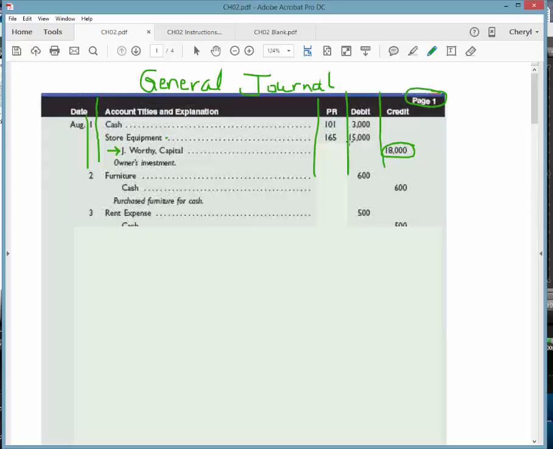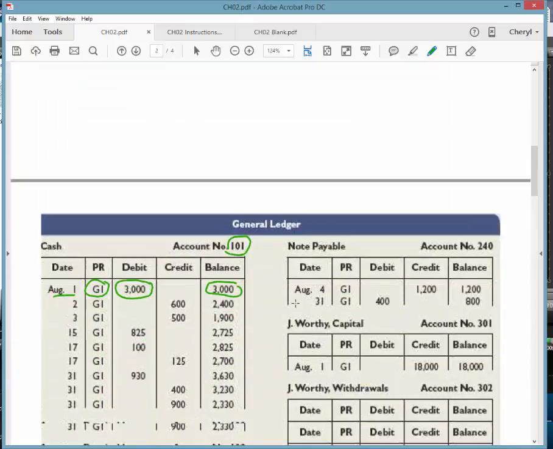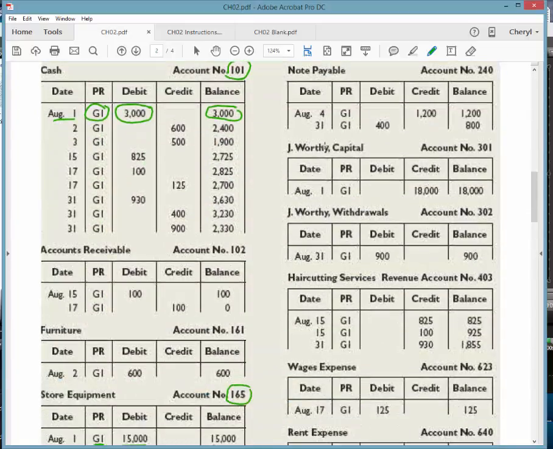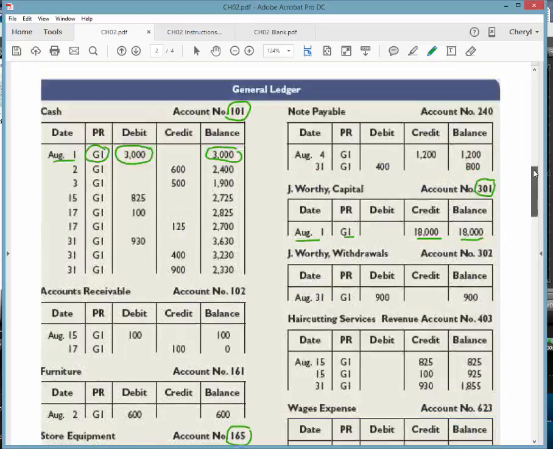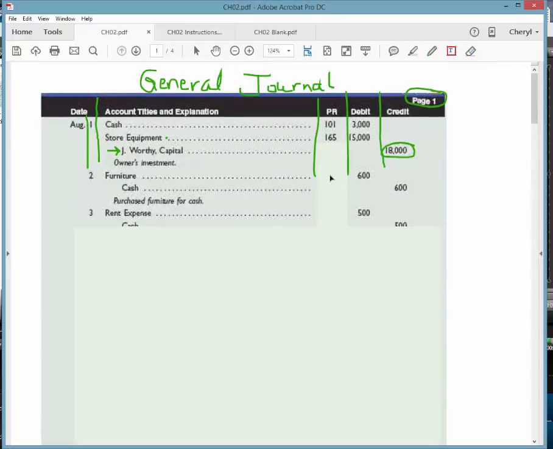Next to J. Worthy. So back down to J-Worthy Capital, August the 1st. It came from General Journal page 1. We credited it 15,000, so we're going to make sure we put it on the credit side and get our balance. Then take account number 301 and place it in the post-referencing column. This just lets us know that this is where it got placed.